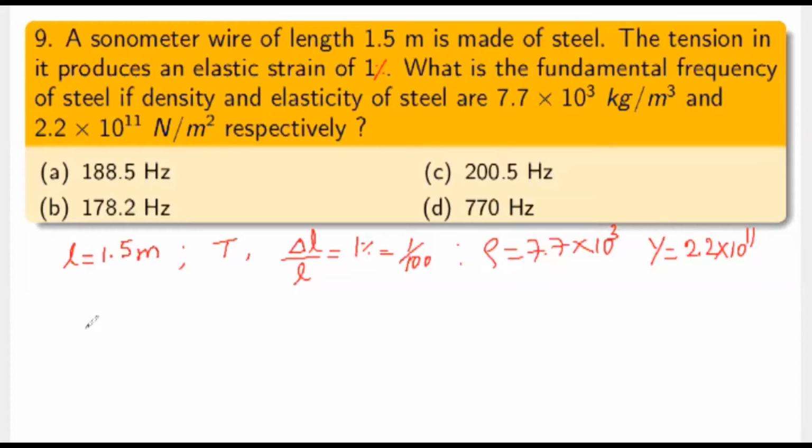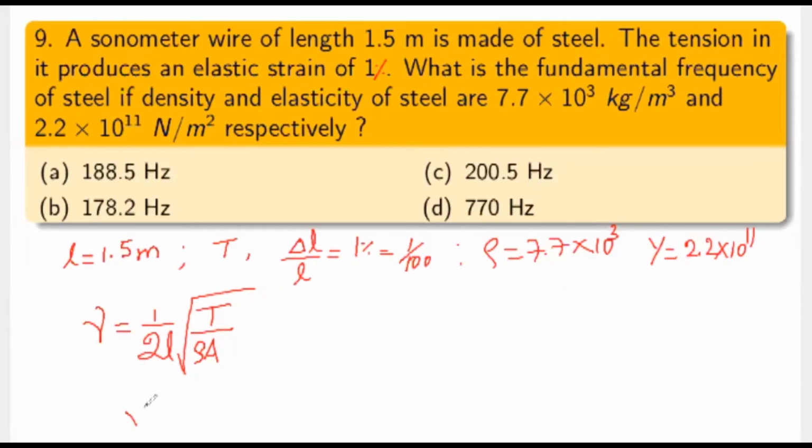We know that the fundamental frequency in a stretched string is equal to 1 over 2 times length into the square root of tension by mass per unit length, or rho into A, density into cross-sectional area. But the cross-sectional area is not given, tension is also not given. So from the given value of Young's modulus, we can remove this T by A and introduce the known values, Young's modulus and the strain.